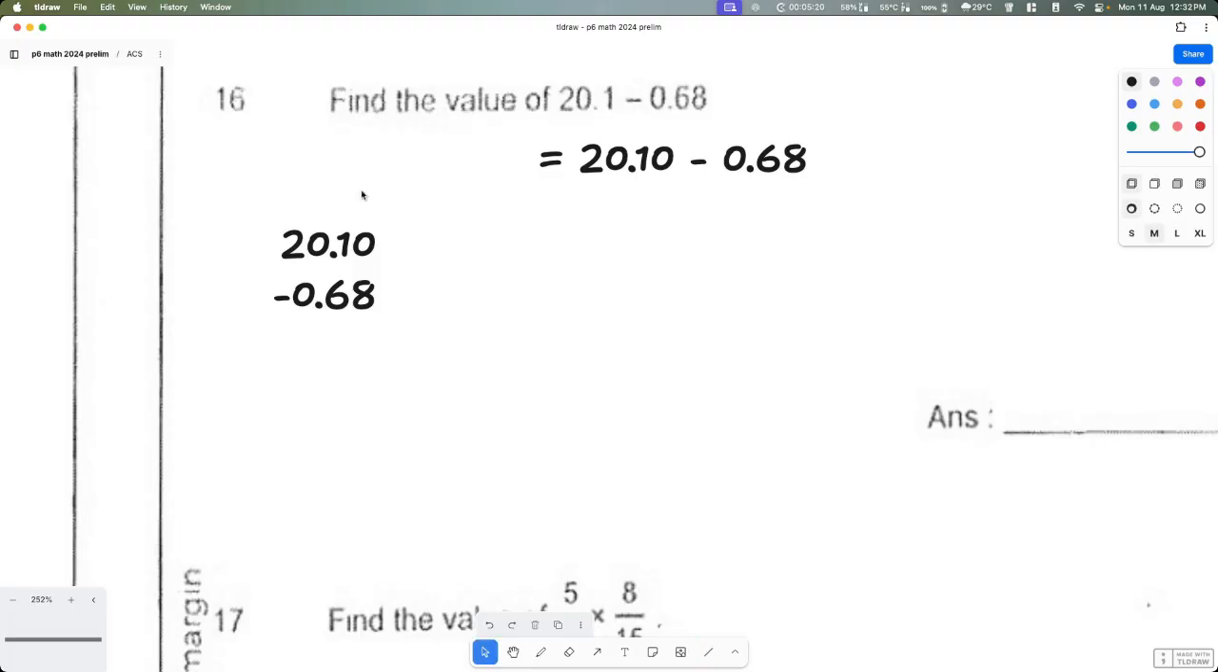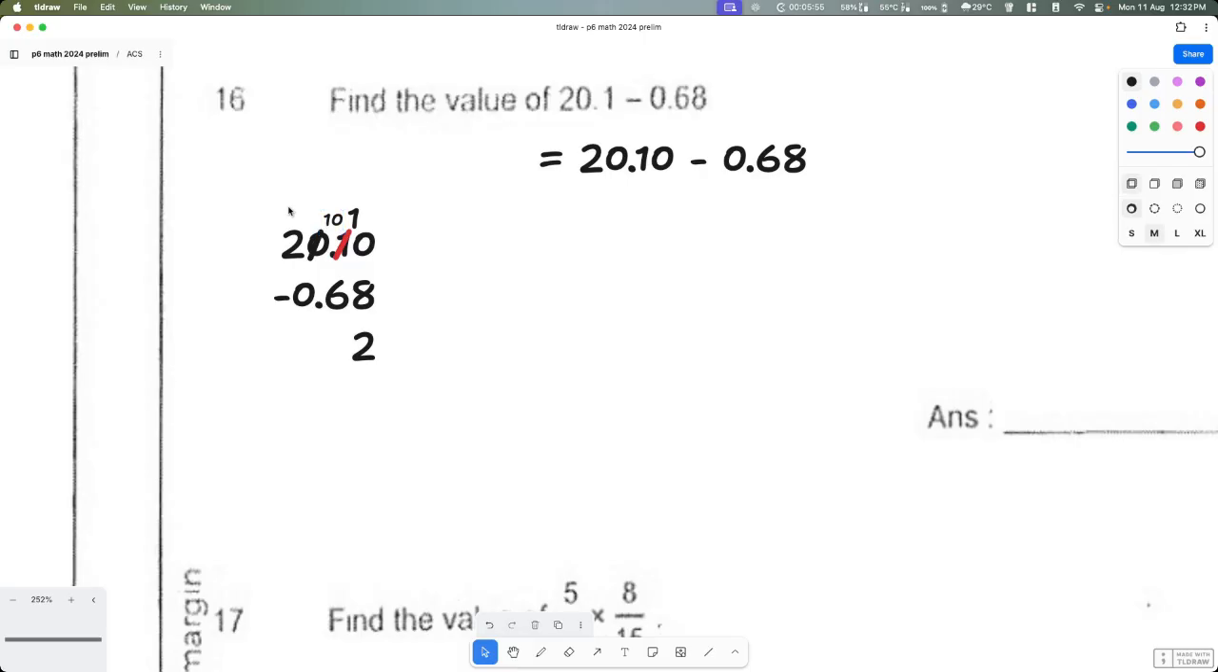So 0 will become 10. Then we need to cancel the 1, and this will become 0. I'm going to make this red. Now the next thing is, what's 10 minus 8? In this case, this is 2. Next, 0 and 6. You cannot have 0 and 6, so we need to make this into a small 10 instead. And then you cannot make this 0, so this will become 9.